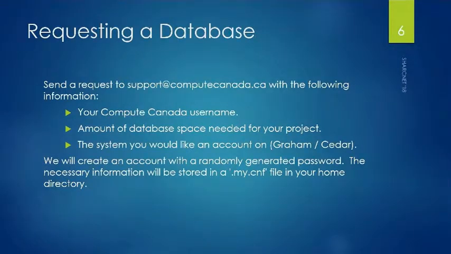They are set up the same, but they're not the actual same databases. So we'll create an account for you. It will be given a randomly generated password, and all the necessary information for accessing your database will be stored in a .my.cnf file in your home directory. Once you've got this database, you can go into a login node or a compute node on Graham and access it using the methods I'm going to show you. You also have access to this database through a cloud instance. If you happen to have a cloud instance running on Graham, you can access the Graham database.